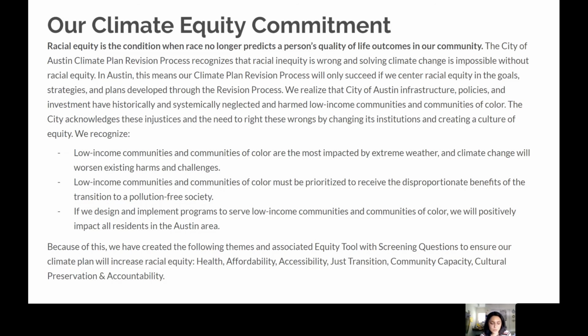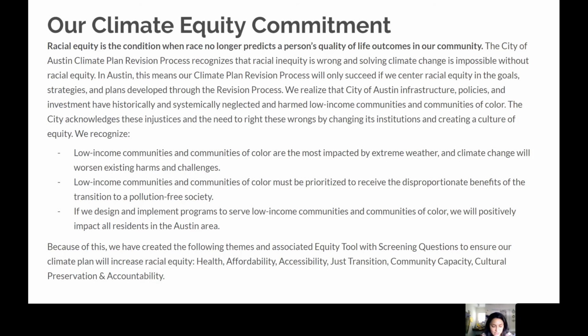This statement here was co-created with our steering committee, understanding that low-income communities and communities of color are the most impacted by extreme weather and events, and climate change will worsen those existing harms and challenges. Realization and acknowledgement that low-income communities and communities of color have to be prioritized to receive the disproportionate benefits of the transition to a pollution-free society. And understanding if we design and implement these programs to serve low-income communities and communities of color, we're going to positively impact all residents in the Austin area.